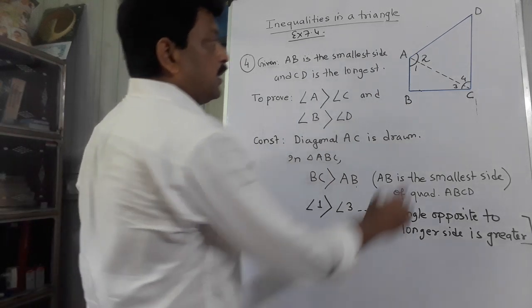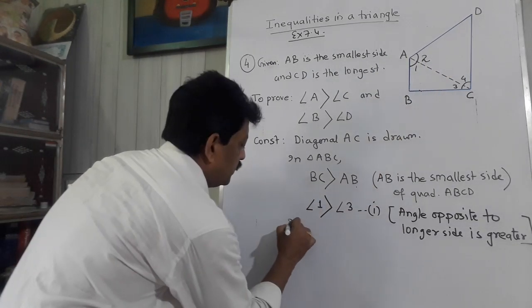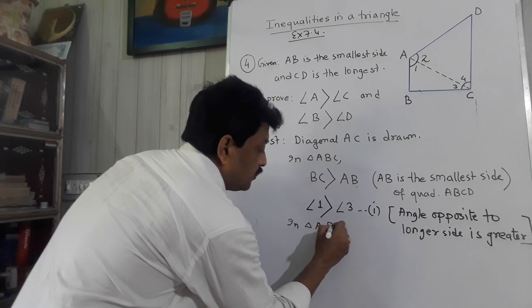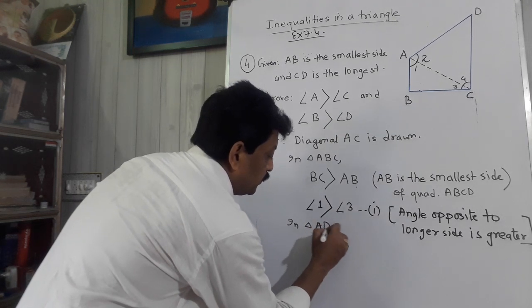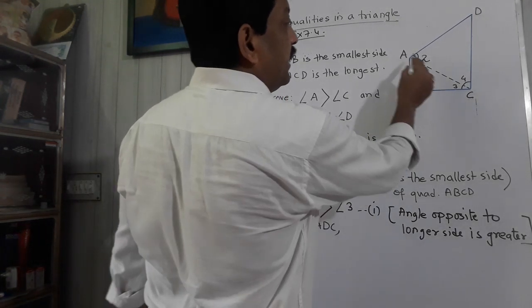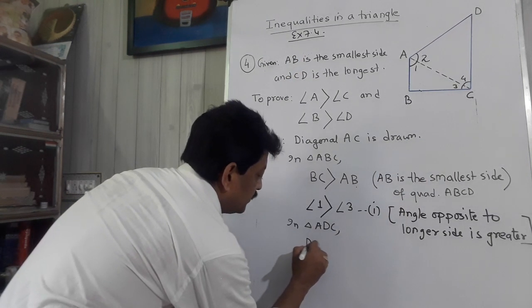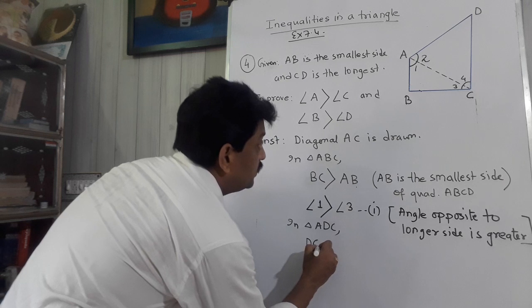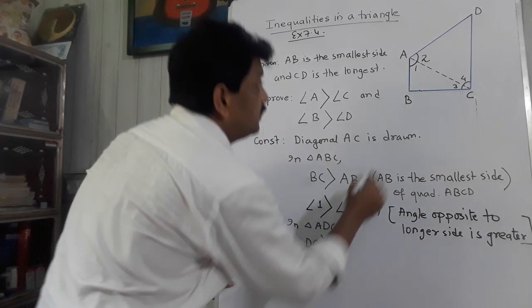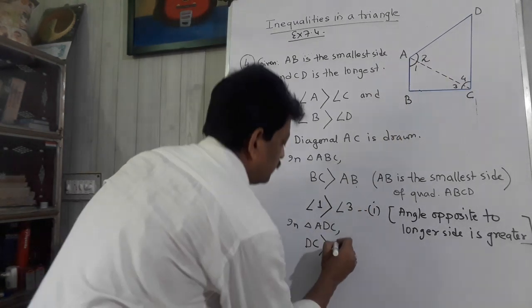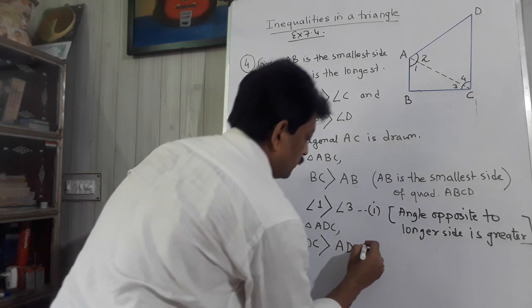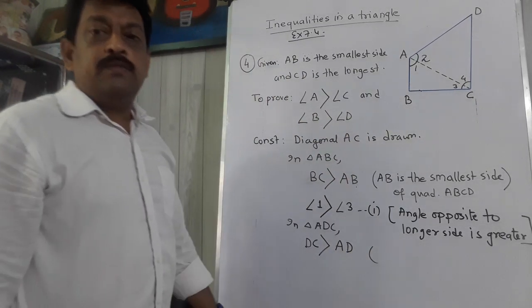Understood? Okay, now take this triangle ADC. In triangle ADC, the same way we have to follow. In triangle ADC, DC is greater than AD. Here also we have to give the same reason.